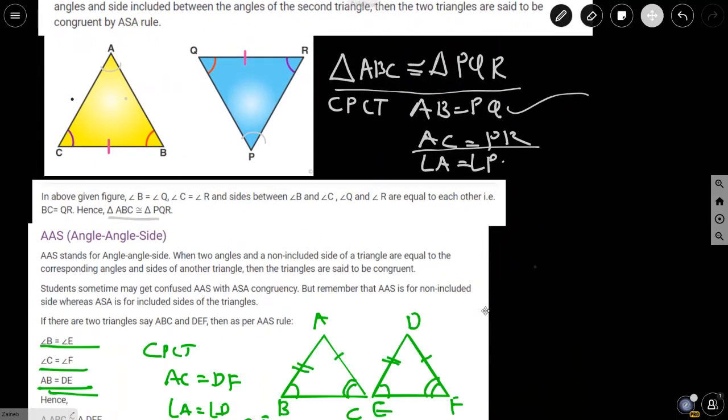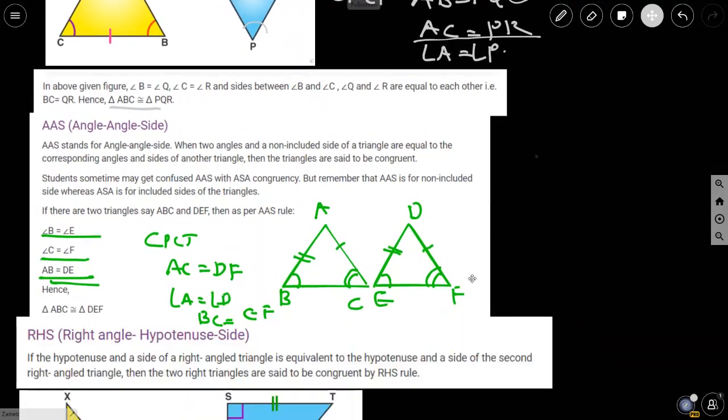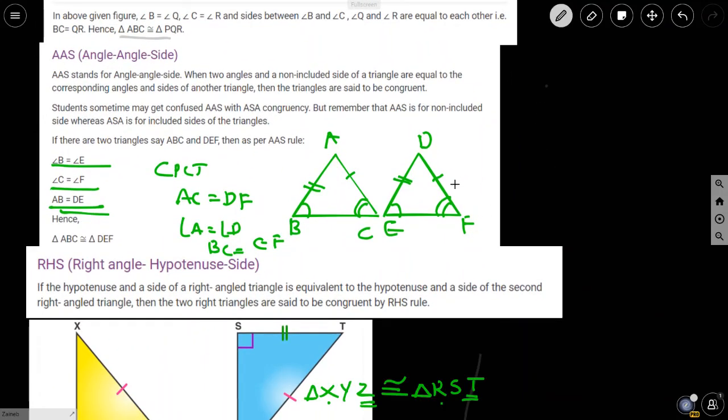Next is AAS rule. AAS rule, here you can see two angles and any one of the sides. Okay, B is equal to E and C is equal to F, and here AB equal to DE. So this is congruent. CPCT you will get AC equal to DF because B's and E's opposite side, angle A is equal to D and BC equal to EF.